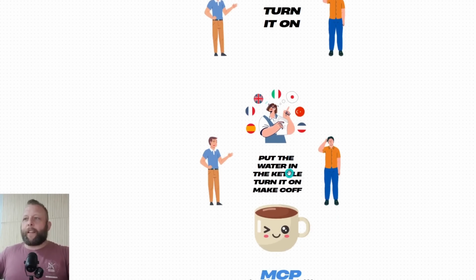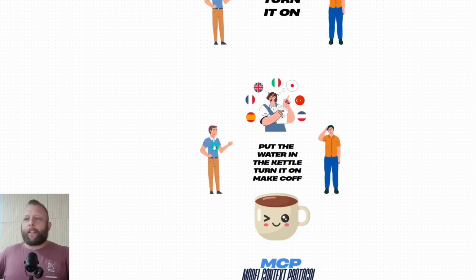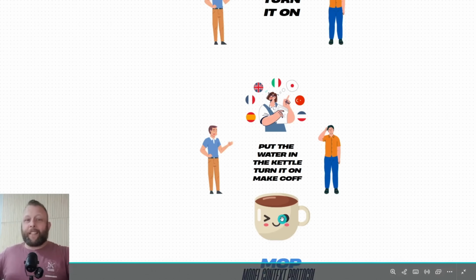Just think of it as the actual translator. So your AI agent, your large language model, can literally just say, put the water in the kettle, turn it on, and make a coffee. Missing an E right there. And then MCP will handle the translation and tell this person exactly what to do, how to work it out, and make the coffee. It's literally the simplest and easiest way to think about it.